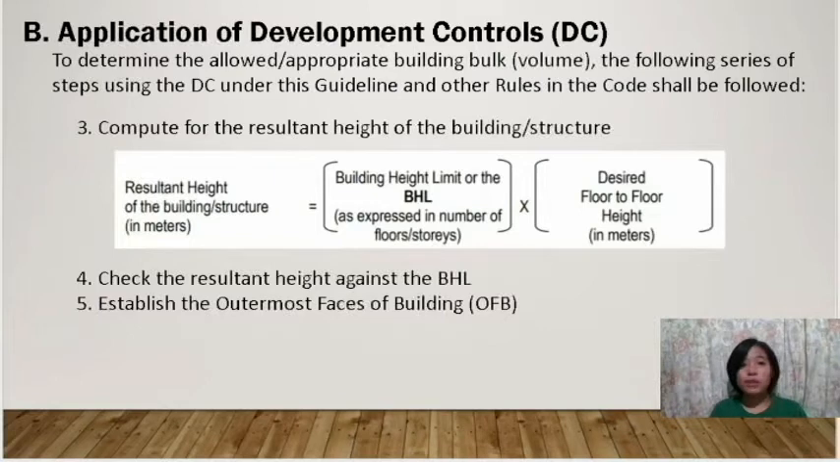Number 3, compute the resultant height of the building or structure. So resultant height in meters is equal to BHL, or building height limit, times the desired floor to floor height in meters. Step 4, check the resultant height against the BHL.